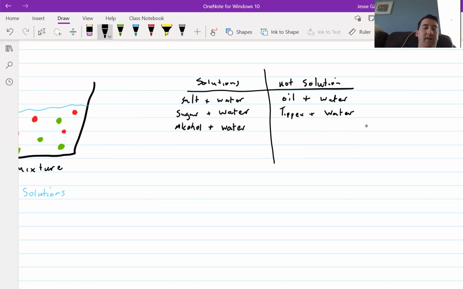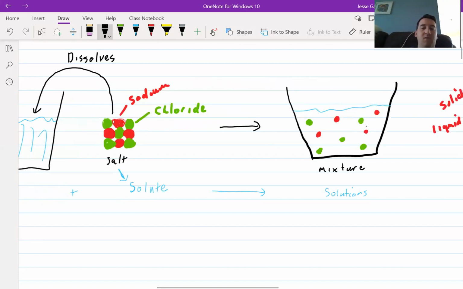Another solution I want to point out: here we have two solid solutes. But I want you to notice that they don't have to be. This is a liquid solute. The alcohol here is a liquid, so it mixes with water. So it doesn't always have to be a solid solute. Yes, we use the solid example over here, but it does not have to be.